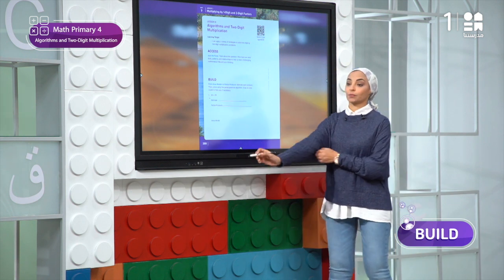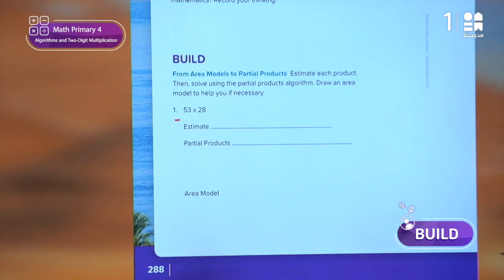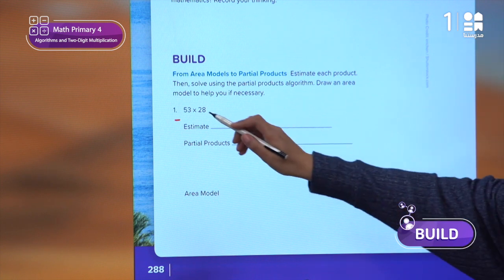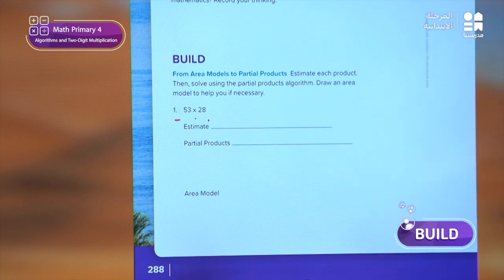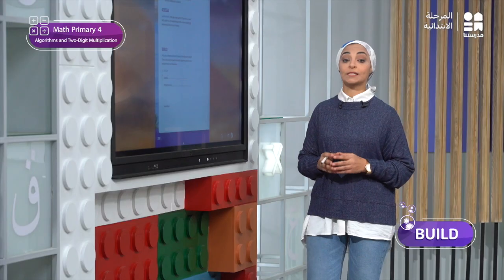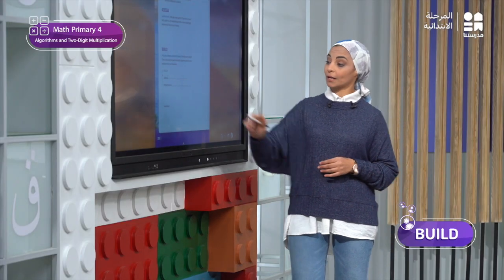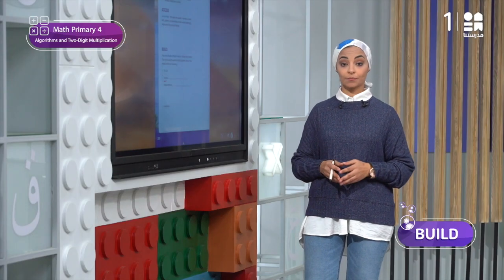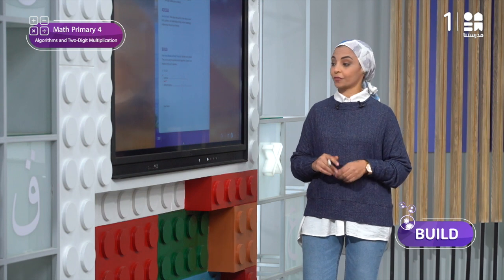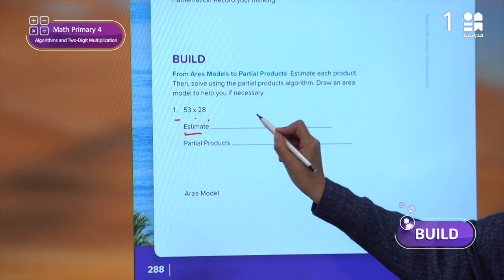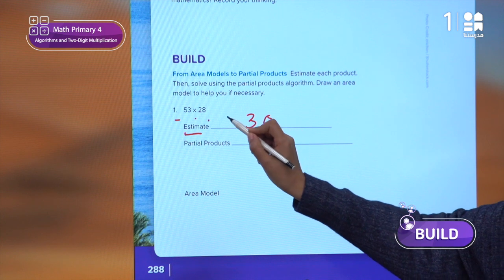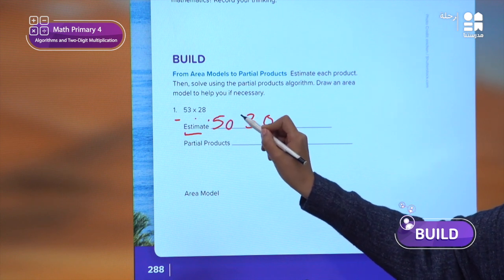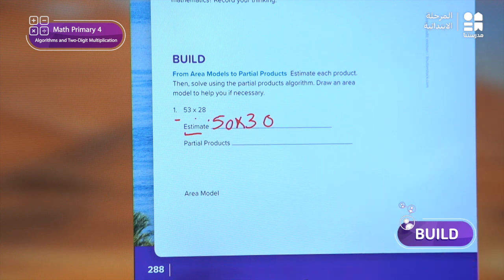Here's problem number 1. طيب, I need to multiply 53 times 28. In the first step, we will estimate the answer. أول حاجة هعمل estimation to the answer. We can round 28 to 30, right? And 53 to 50. ممكن أخلي 28 دي 30. ممكن أخلي 53 50. Then what should I do? I will multiply 50 times 30.